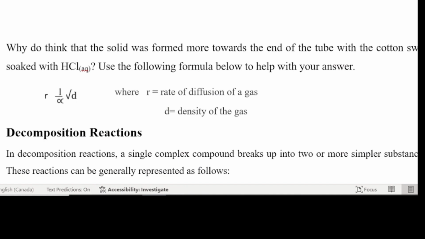The rate of diffusion is inversely proportional to the density of the gas. So, what does that tell you? If one gas is denser than the next, it will travel less fast than the other one. The molar mass for hydrochloric acid, hydrogen chloride gas, is 36.5 grams per mole, and ammonia is 17 grams per mole. Which one do you think will travel faster? Of course, the lighter gas will have a lesser density, and because the rate is inversely proportional to density, the lighter gas will move faster.